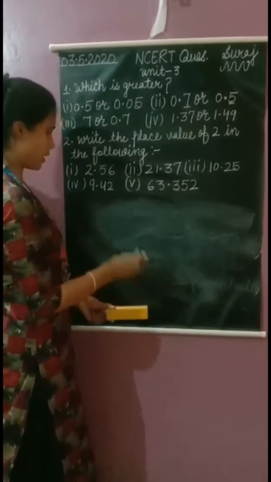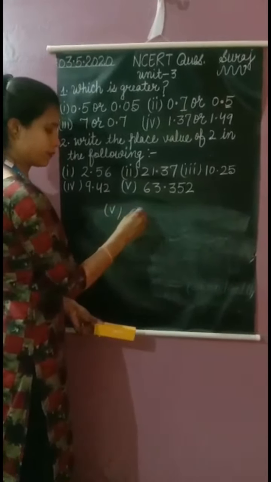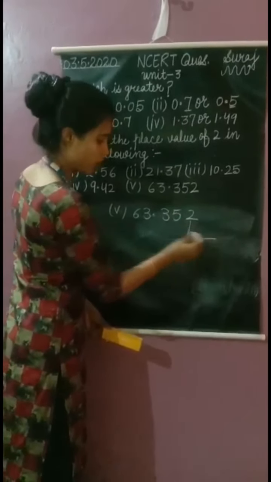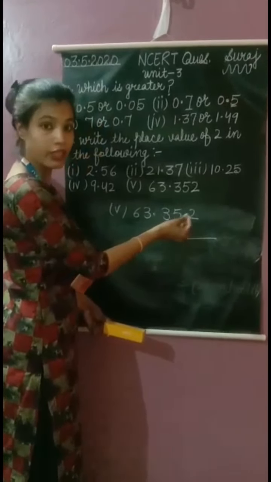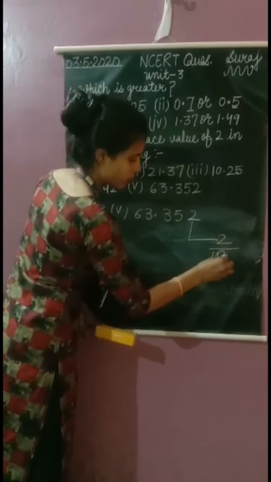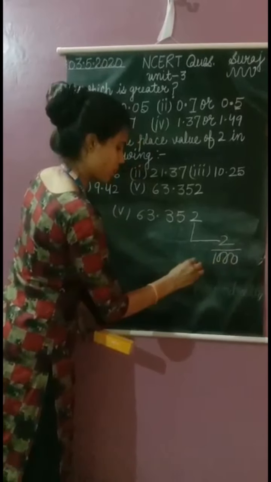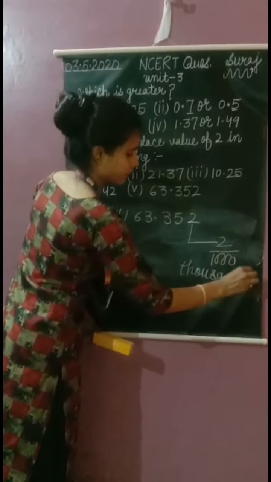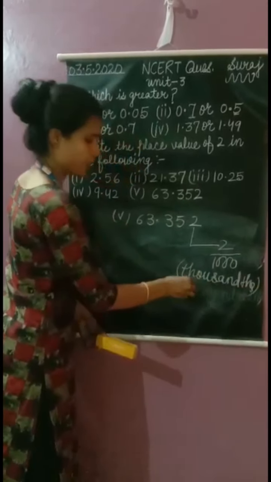Now fifth part, 2 on 10, 100, 1000. So we write this and 1000. Okay, got it?